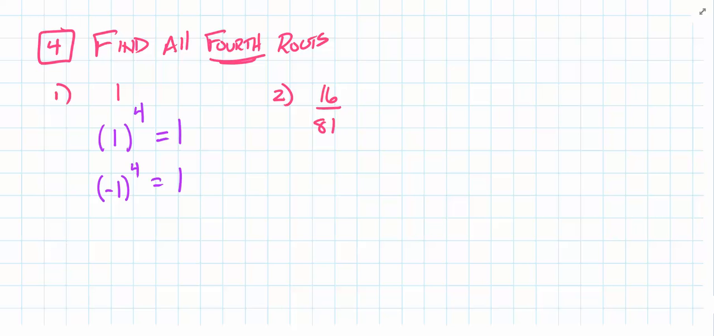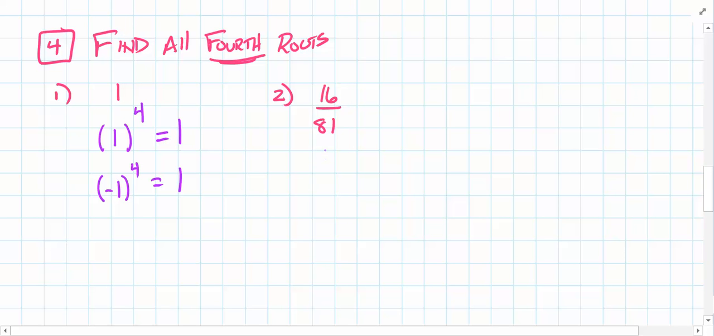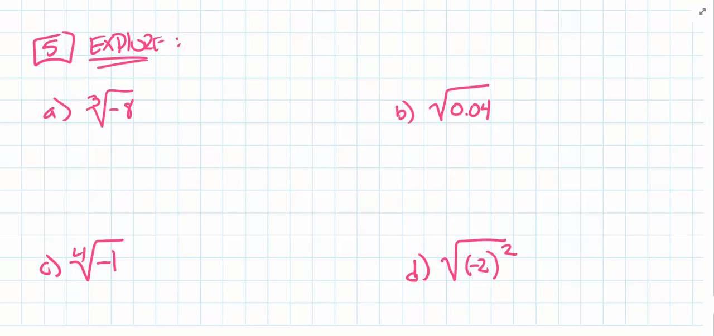Okay, find all fourth roots of the number 16/81. So what am I looking for? I'm looking for what number, when I raise it to the fourth power, would give me back 16/81. Yeah, one of them is 2/3. What's the other one? Yeah, negative 2/3 is the other one, right? It gives us back 16/81.